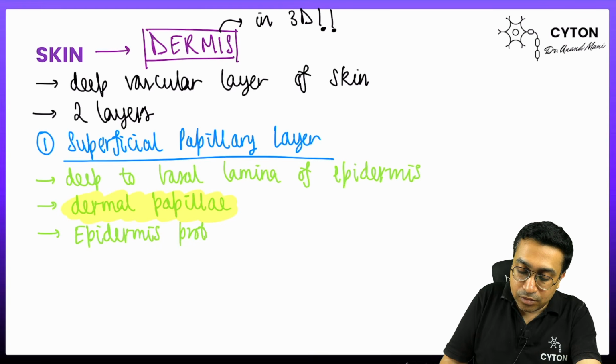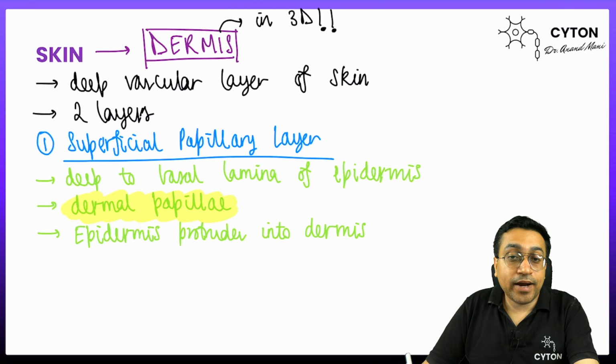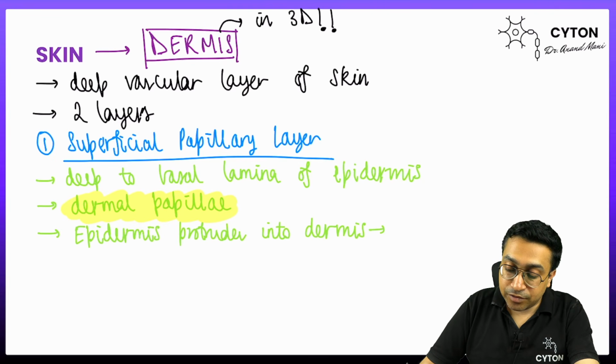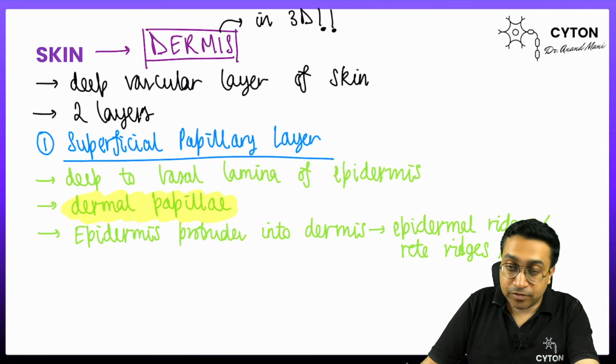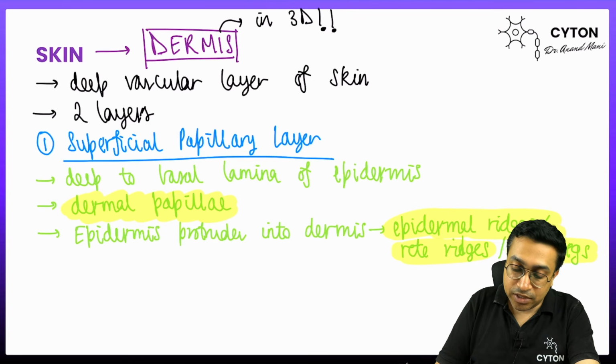Epidermis protrudes into the dermis, and this is in the form of epidermal ridges. We heard this name, epidermal ridges, we saw in 3D also, epidermal ridges. Now these ridges are also known as rete ridges, also known as rete pegs. Okay, rete pegs, an MCQ comes on this. Rete pegs are present in which layer of the skin? This is how the question is framed. So rete pegs and rete ridges and epidermal ridges are the same thing, and the name tells you it is a protrusion of the epidermis into the dermis.